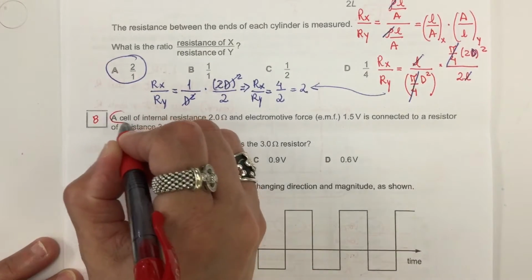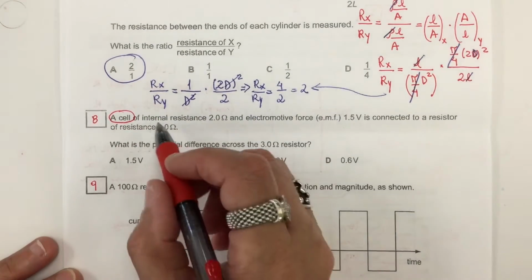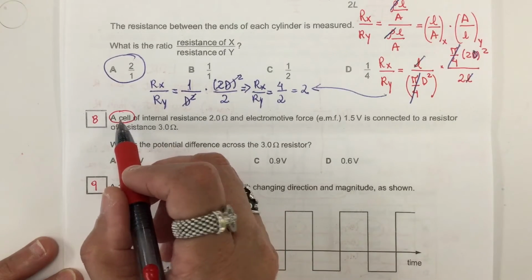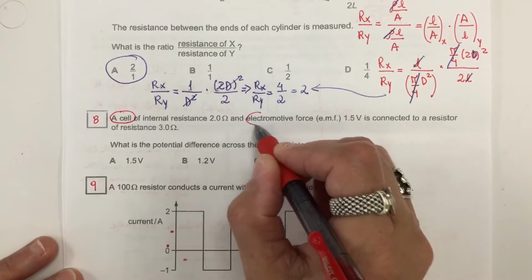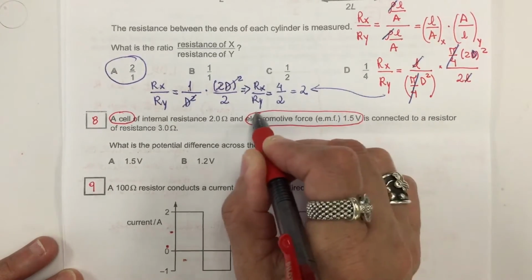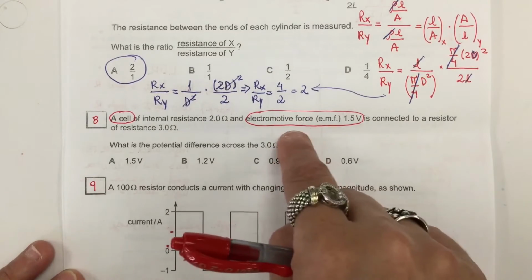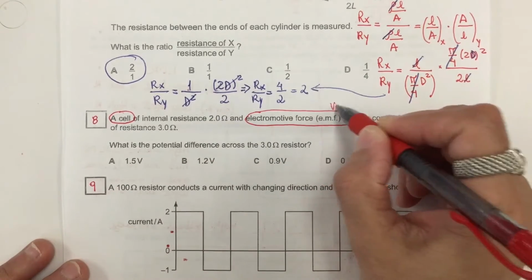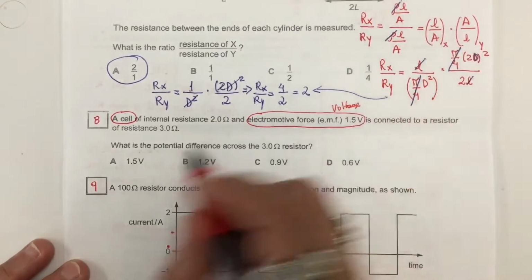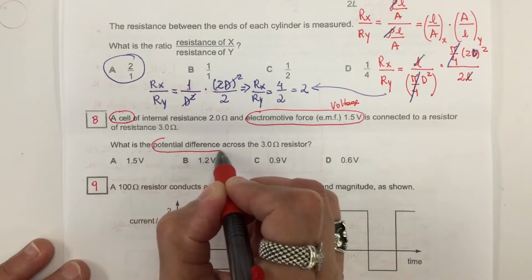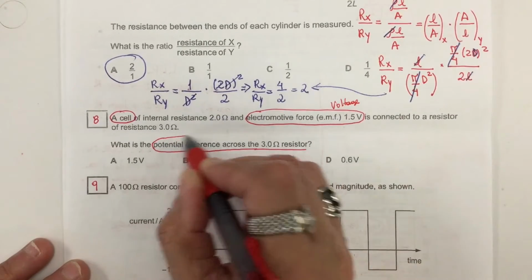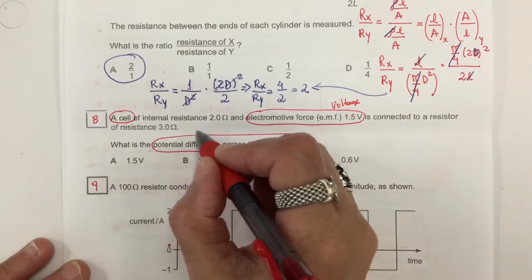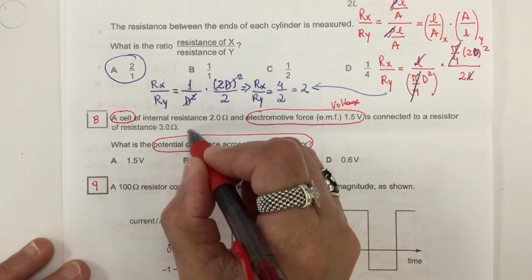A cell means a battery. Internal resistance is the resistance of this battery. EMF of 1.5 is the voltage labeled on the battery, and the question is asking for the potential difference across a resistor. Potential difference is also voltage, and the abbreviation is PD.